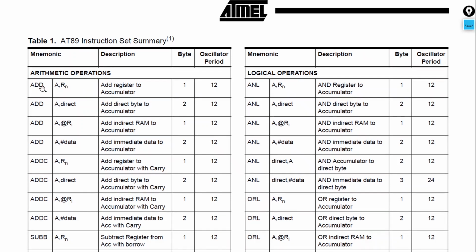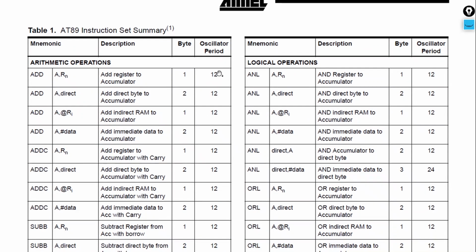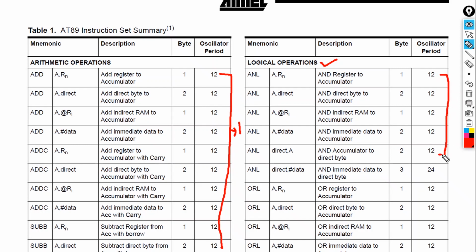For all the add instructions, the oscillator period required is 12. All these instructions require 12 clock periods, which is one machine cycle. In a similar way, if you look at the logical operations, we have different AND operations and OR operations. Certain AND operations require 12 clock periods, which is one machine cycle.